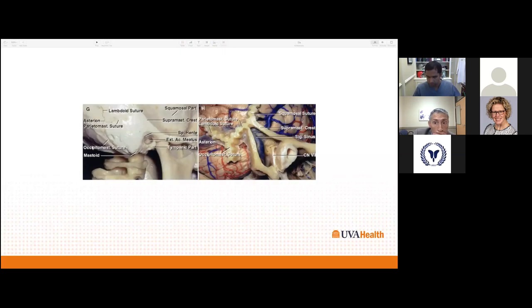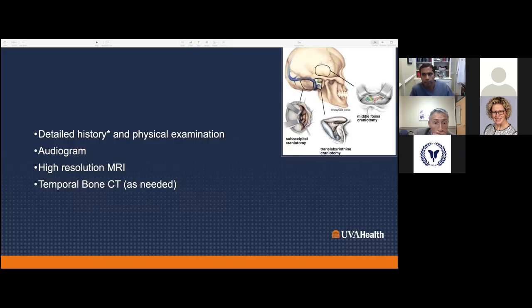So, just keep those anatomic landmarks in mind. Now, of course, we're going to talk about some of the other approaches. I think we are going to discuss the middle fossa craniotomy and middle fossa approach and its indications a little bit more later today. And we're focusing today on the retrosigmoid or suboccipital craniotomy, which is shown in the bottom left image there. And of course, the translabyrinthine.